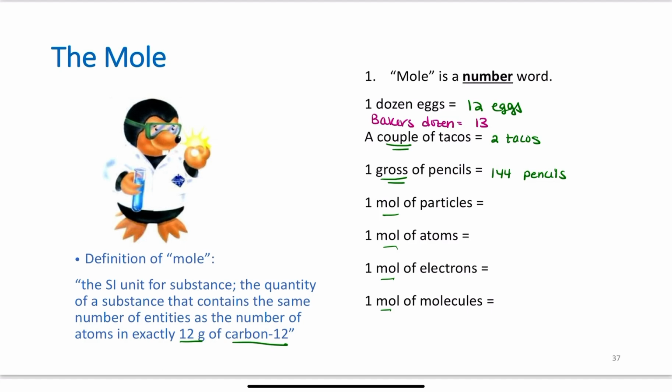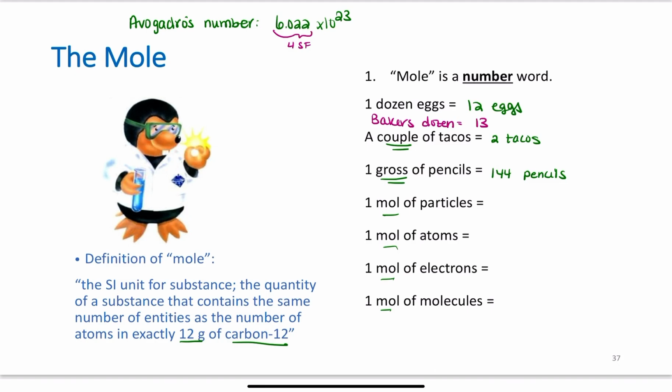But what is that number? That is what we call Avogadro's number, 6.022 times 10 to the 23rd. Now, you may see that written somewhere as 6.02. In my class, you need to use 6.022. It gives me 4 sig figs this way. And that's a really big number.